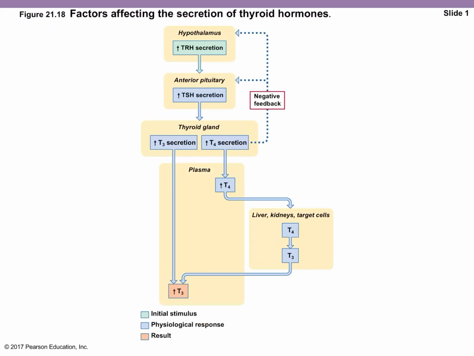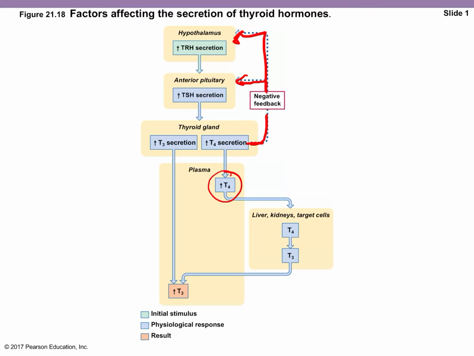All right, so just looking at the negative feedback here, we have T4 that's secreted from the thyroid gland feeding back to inhibit the anterior pituitary and also to inhibit the thyroid releasing hormone from the hypothalamus.